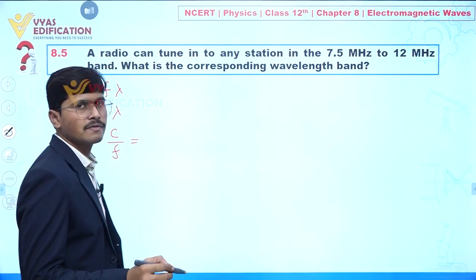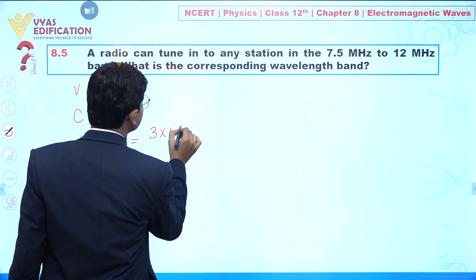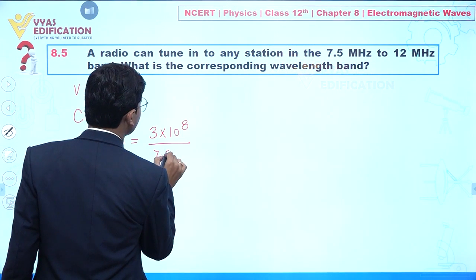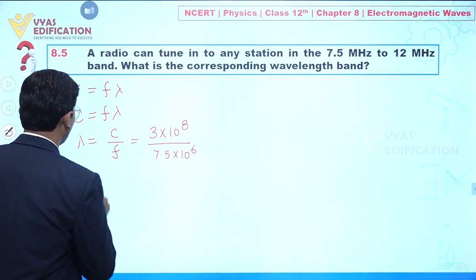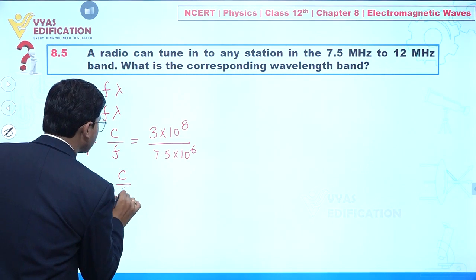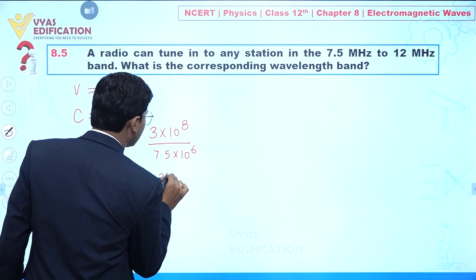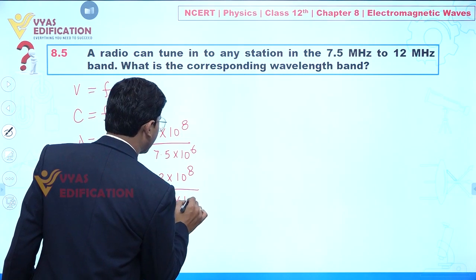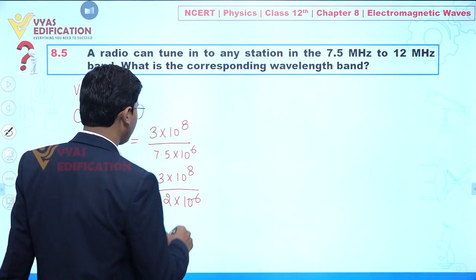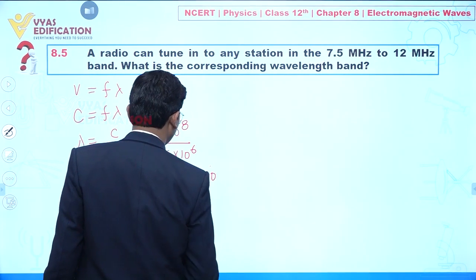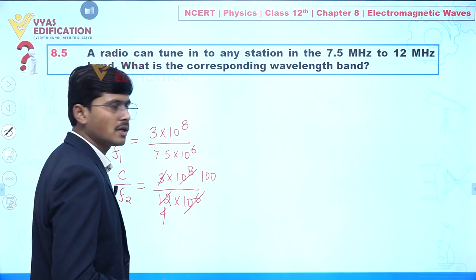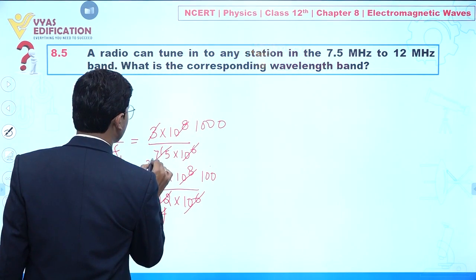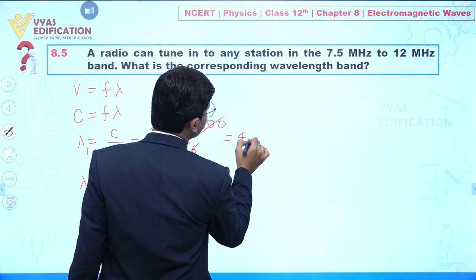f is the frequency. So from here this is given by 3 into 10 to the power 8 divided by the frequency, which is given to you as 7.5 megahertz. And for the second frequency, this is equal to 3 into 10 to the power 8 divided by f2, where f2 is 12 into 10 to the power 6. So from here we can write this is equal to 100, and we can say that is 4. This is equal to 100, we can say this is 1000 and this is 25. So from here this is equal to 40 meter.